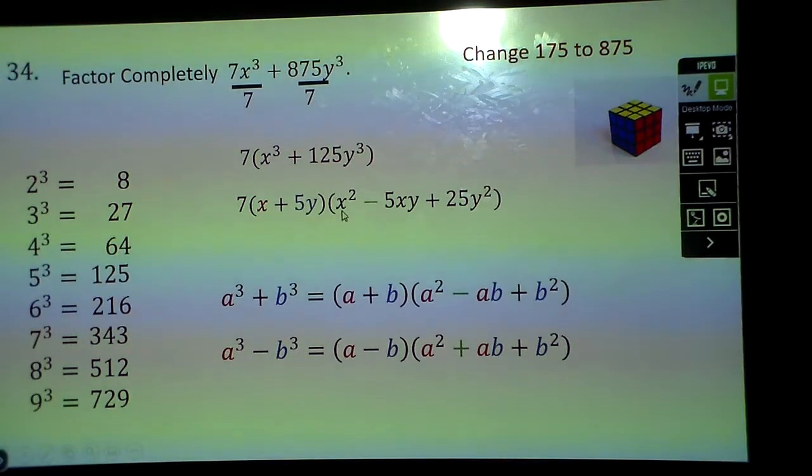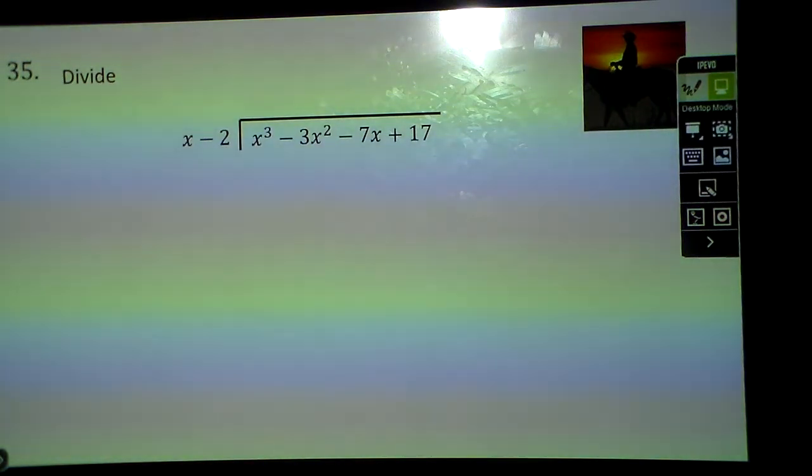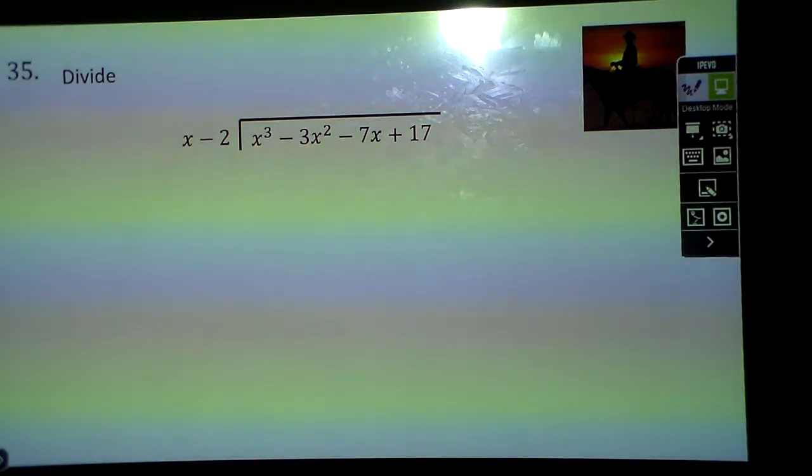x times x is x squared. 5y times 5y is 25y squared. And this time the x times 5y is a negative. There's always going to be just one negative in these. Notice there's only one negative on the right side no matter which way you do these. Alright? And then the last one, the synthetic division for our factoring. I have it set up here.